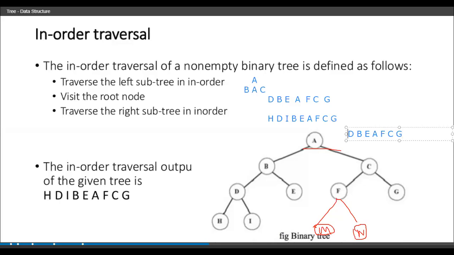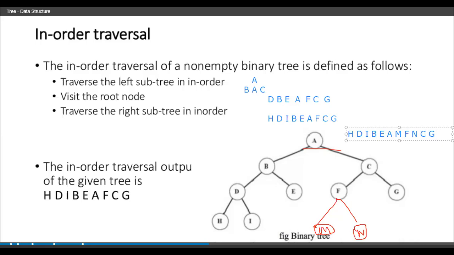Then I'll again start with the first one, D. Is D done? No. So the left child of D and the right child of D. Is B done? Yes, B is already done. Is E done? Yes, it doesn't have any child, so it's done. A done? Yes. F done? No, F is not done. So M and N. Is C done? Yes. G done? Yes. So basically this was the answer and all of you have done it.